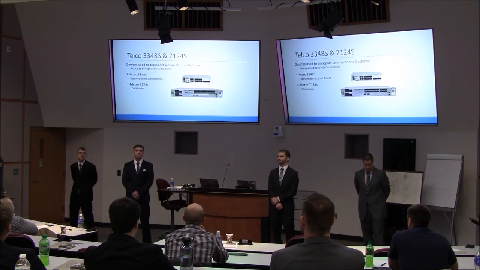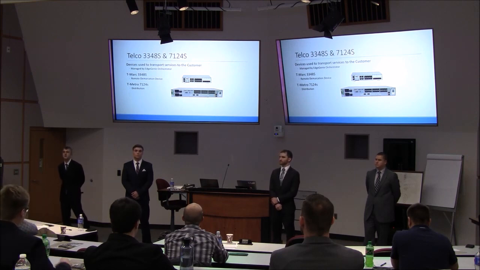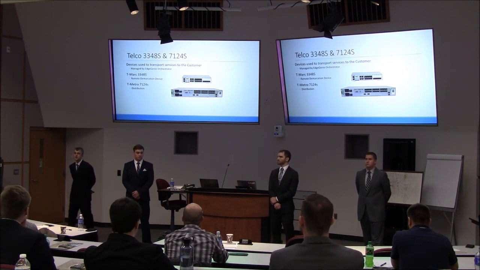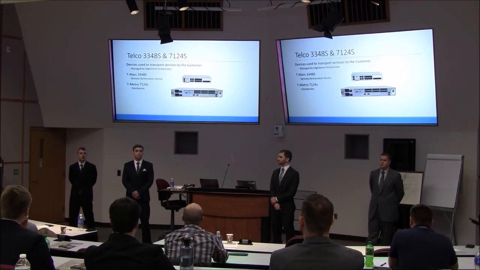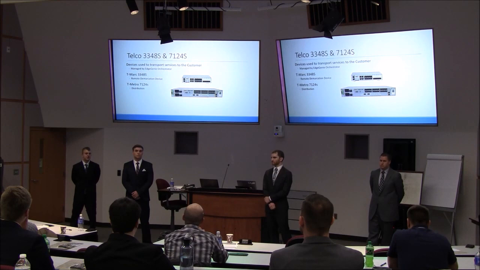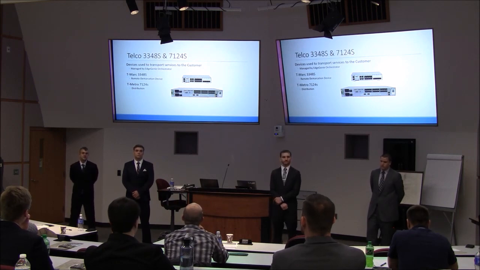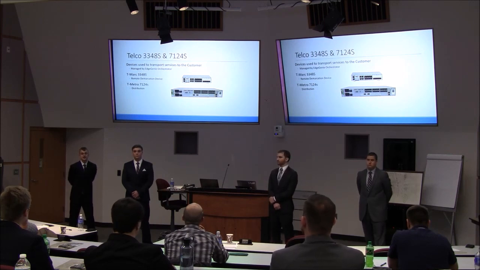Next two devices are the 3348S and 7124S. These are devices that a company like Win would use to transport the internet service to the customer. These also are both managed by Edge Genie Orchestrator. The 3348S is a remote demarcation device that would be placed geographically fairly close to the customer, and the 7124S is a main distribution device that would be placed either at a distribution site or a data center or something like that. Both of these devices are available in several different configurations and sizes depending on the needs of both the ISP and the customers.